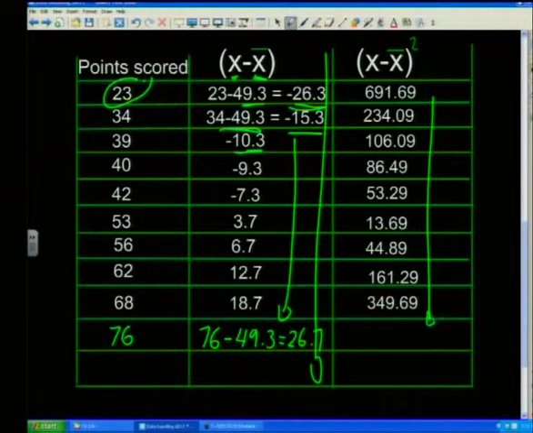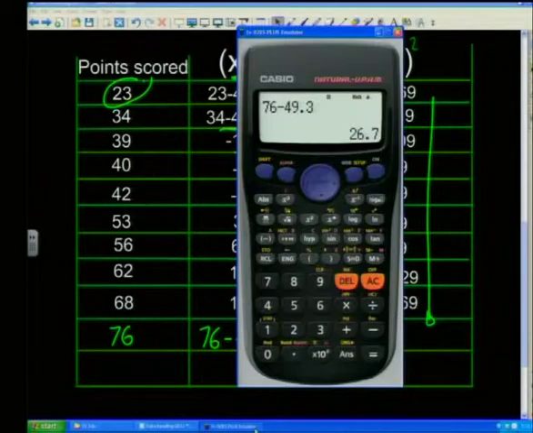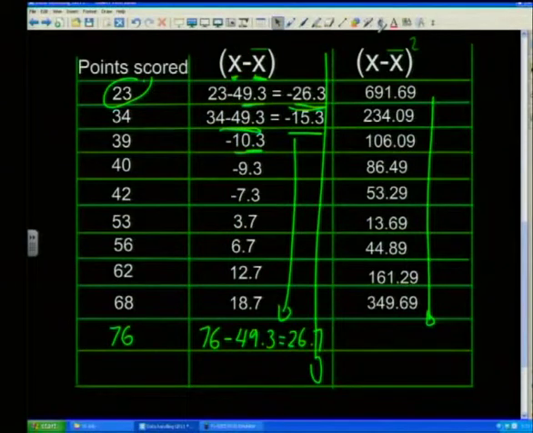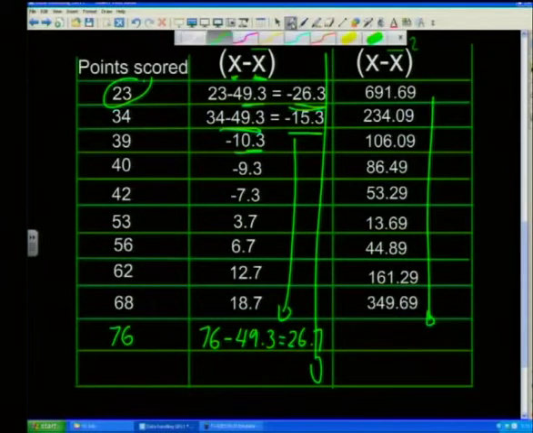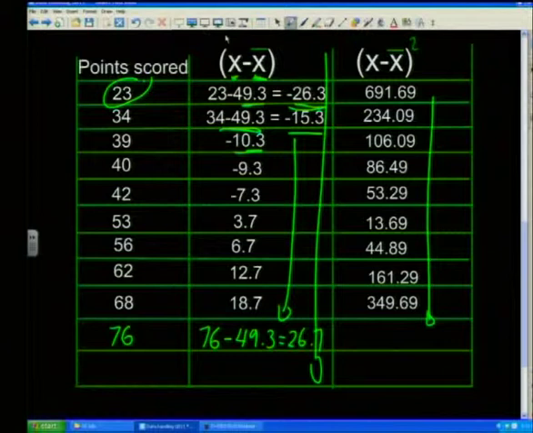I'm just going to do the last one for you, which is 26,7 squared. All right, we've still got the answer there, so all we need to do is press the square button, and we get 712,89. So my last value here is going to be 712,89.